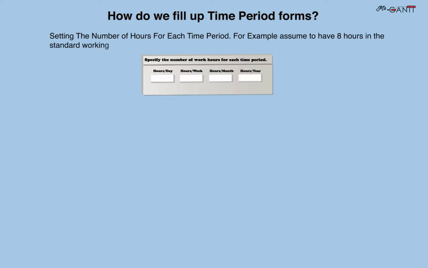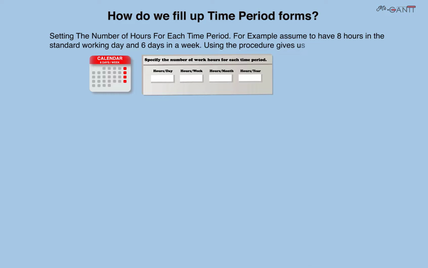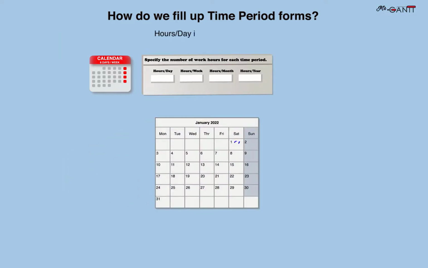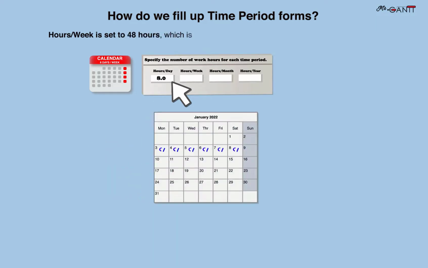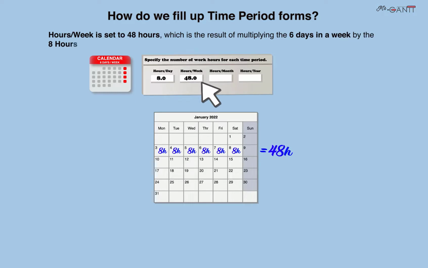For example, assume 8 hours in the standard working day and 6 days in a week. Using this procedure gives us hours per day set to 8 hours. Hours per week is set to 48 hours, which is the result of multiplying the 6 days in a week by the 8 hours per day.